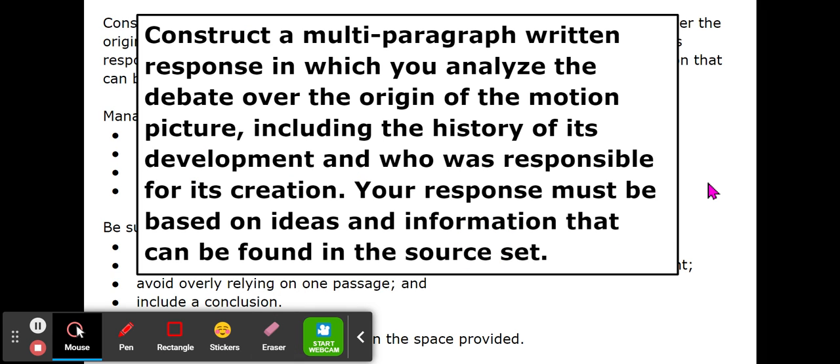So we'll start with the first paragraph. The first paragraph says that you're going to construct a multi-paragraph written response in which you analyze the debate over the origin of the motion picture, including the history of its development and who was responsible for its creation. Your response must be based on ideas and information that can be found in the source set.